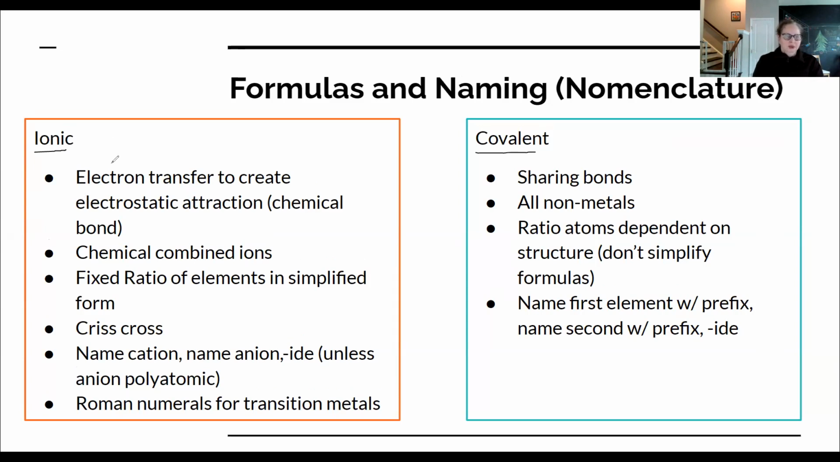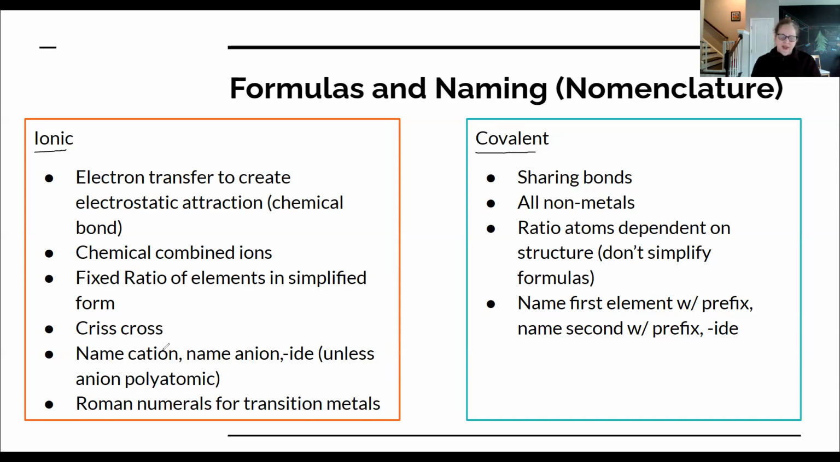So ionic, we have electron transfer to create electrostatic attraction. That electrostatic attraction is kind of like a magnet, positive negatives pulling together to create that chemical bond. This is always a fixed ratio of elements in simplest form. To make the formula from the name, you would have to do a crisscross. We'll go over that in a minute.